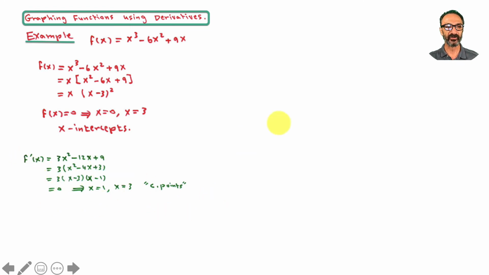Now we take advantage of this and we make a number line with f prime as a title. Test it to the left and test it between and test it to the right. Increasing, decreasing, increasing. That means we have a local max here. We have a local min right here.